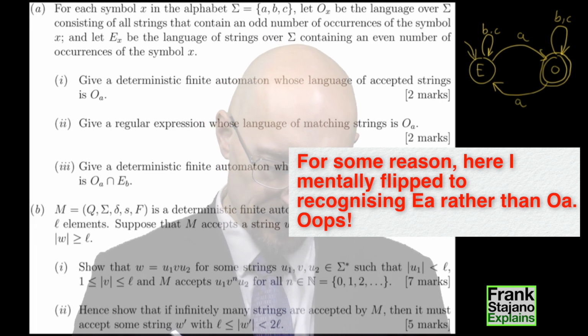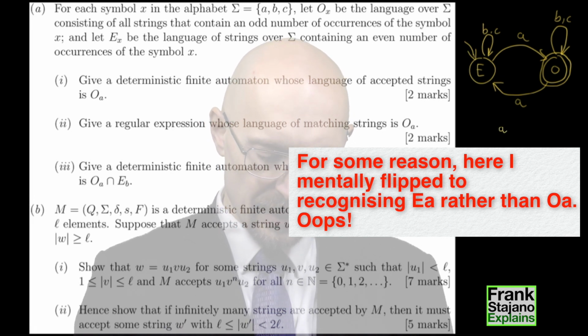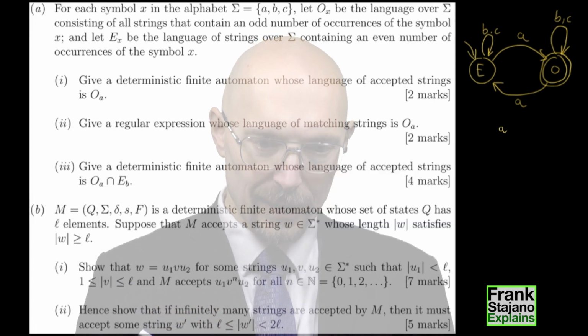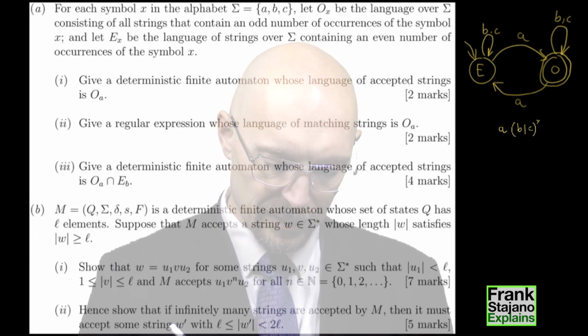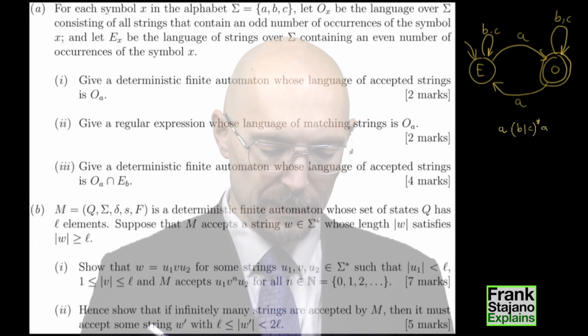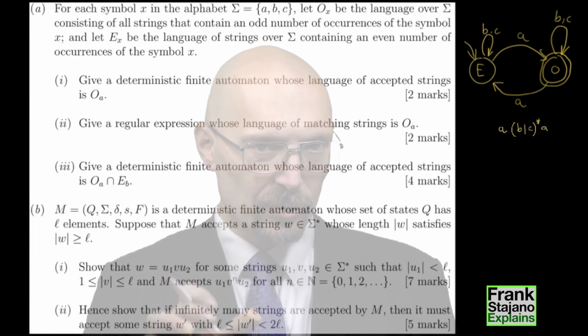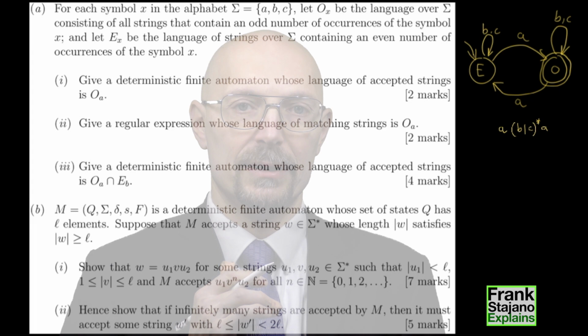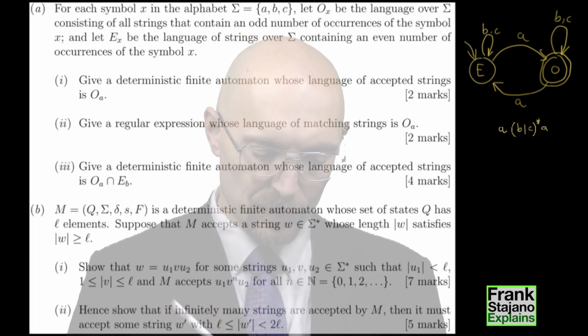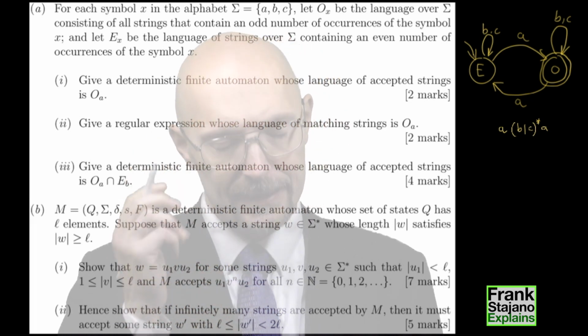So I'm going to say A, and then you can have any garbage you like other than an A, so B or C repeated however many times you like, and then an A. But this thing, I'm going to say you can have it 0 or more times, so I would put brackets around it and an asterisk.